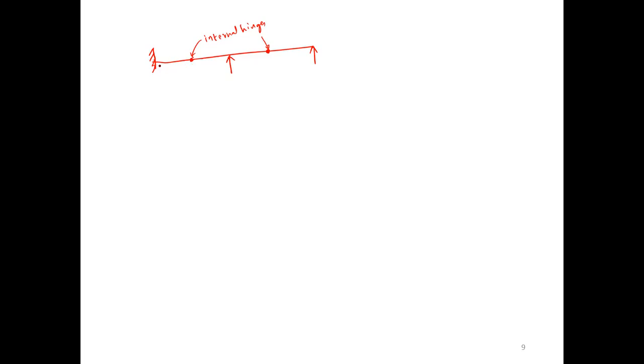So what happens? Now, how many members are there? 4. Total members 4. And what are the total joints? And what are the total reactions? The equation is 2m plus r minus 2j minus imposed conditions.